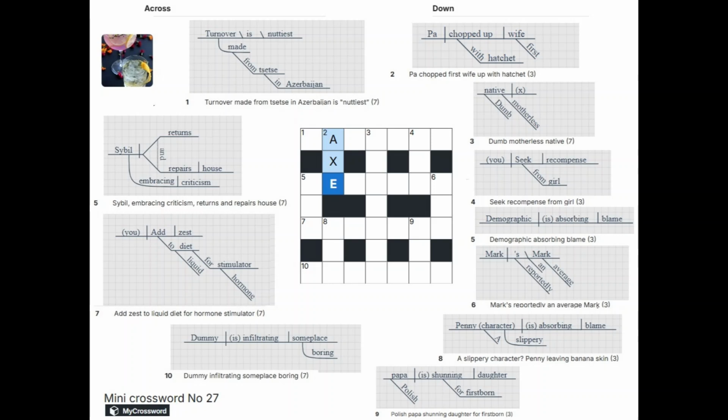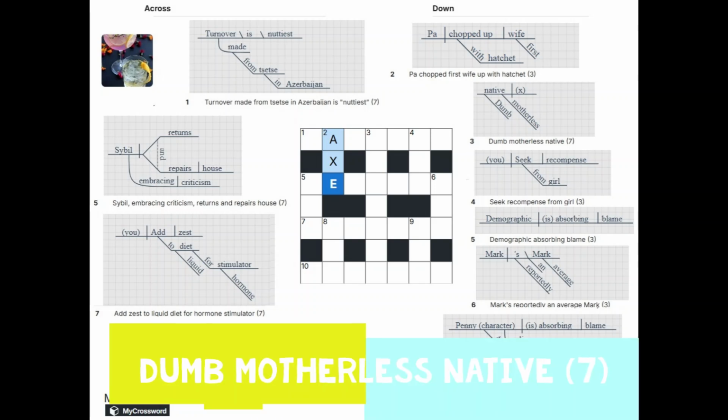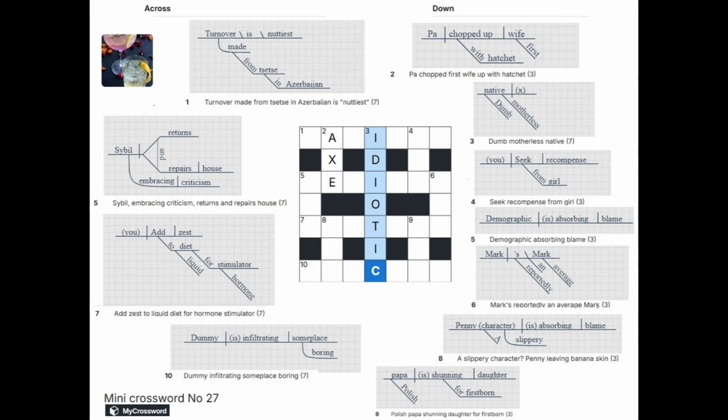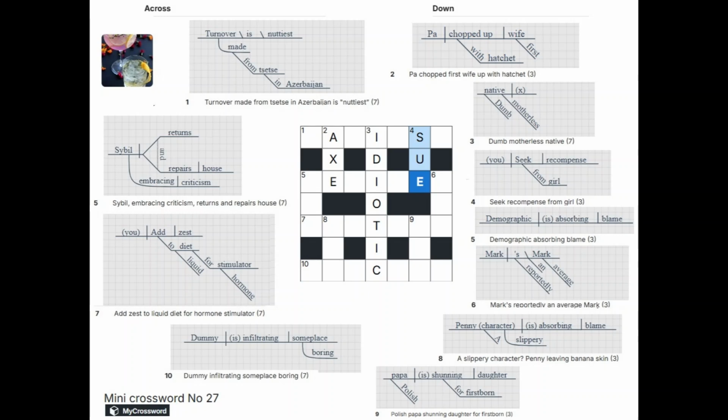Number 3 is interesting because this one has no verb at all. It's just sort of like a descriptor. Dumb, motherless, native. Another word for native could be idiomatic, like one's native, casual way of speaking. And if you take the MA for motherless out of idiomatic, we end up with something meaning idiotic or dumb. Number 4, seek recompense from girl. To seek recompense from, one way to do that is to sue, and a girl could also be Sue. So this is a double definition clue.